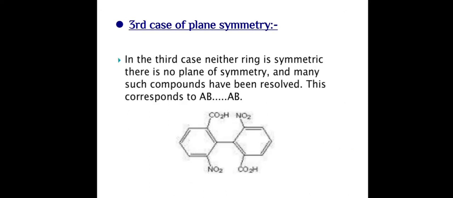Then, the third case of plane symmetry. In this case, no ring is symmetric, there is no plane of symmetry, and many such compounds have been resolved. This corresponds to AB and AB. It is the structure of the third case of plane symmetry.